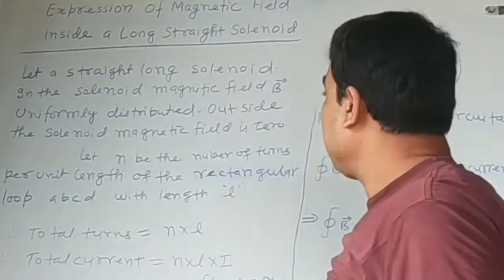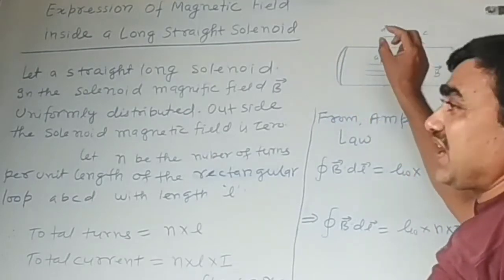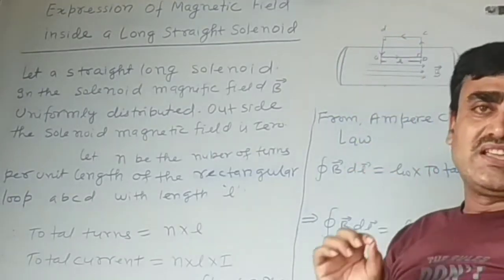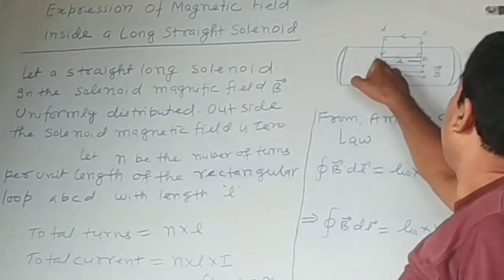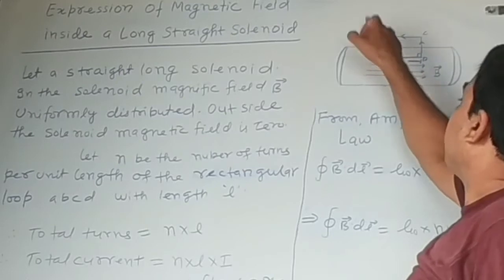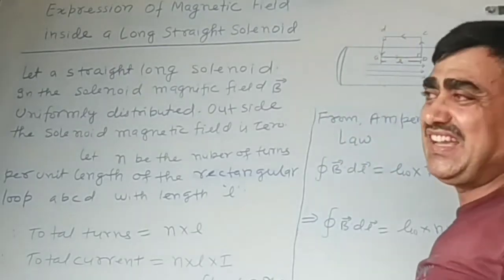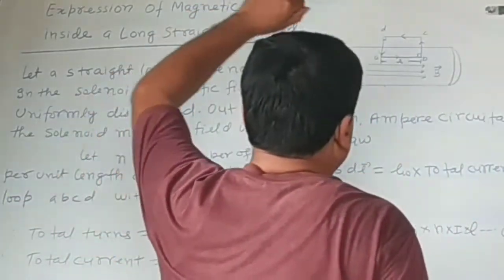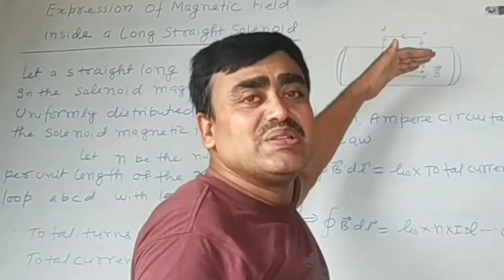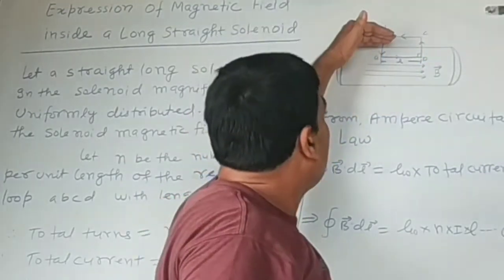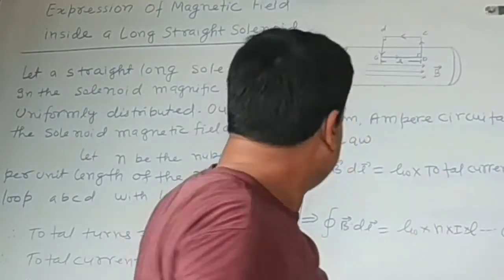For this, we assume a closed Amperian loop A, B, C, D on the solenoid. Here, some part of the loop is inside the solenoid, while some part is outside of the solenoid.